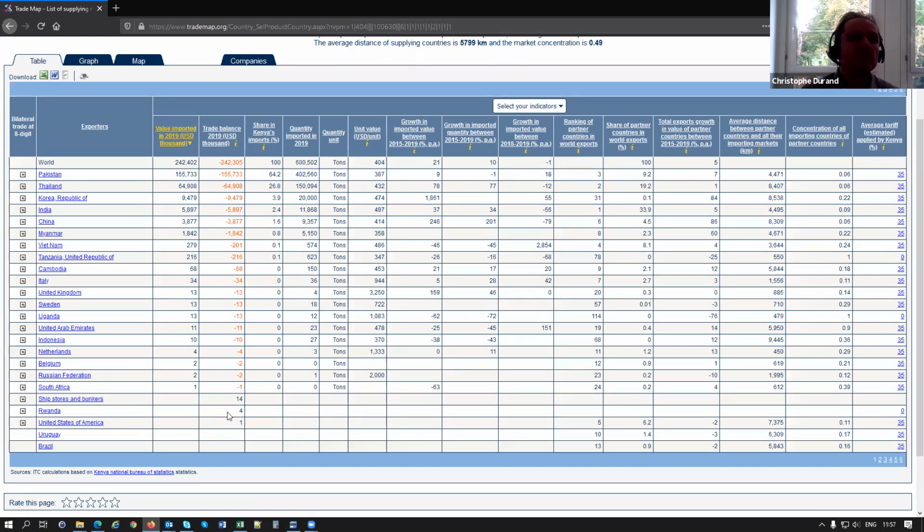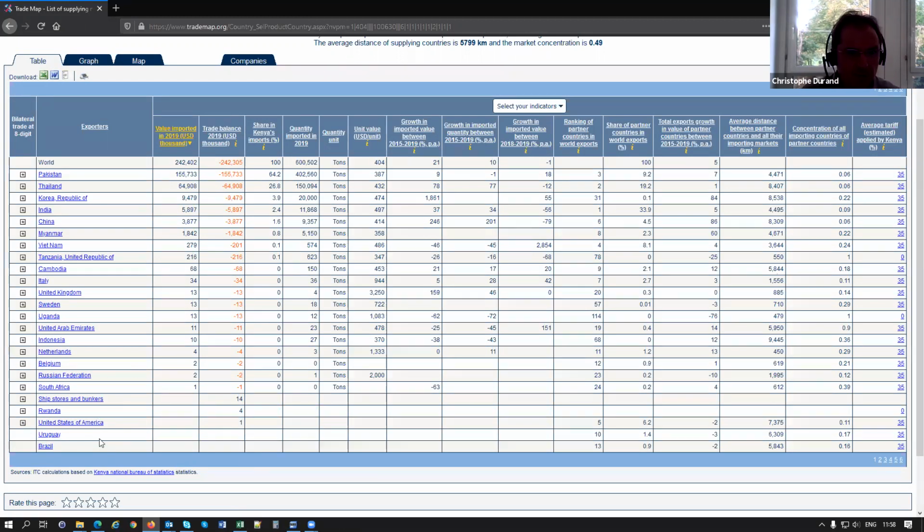But it's there because there's a small trade balance, meaning Kenya has a trade relationship with Rwanda and USA for rice, but the trade balance is positive for those two, meaning Kenya exports rice to Rwanda and to the USA. Okay, and then below we have another two countries for which we have no trade balance. So basically there's no trade relationship, neither on the import side nor the export side.